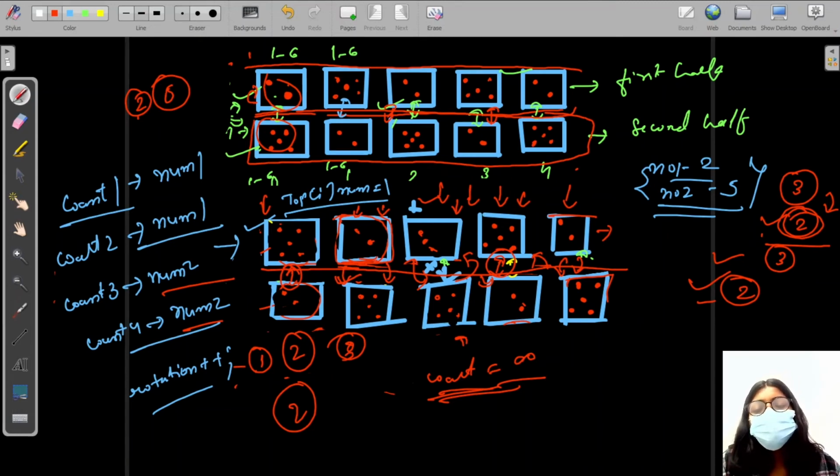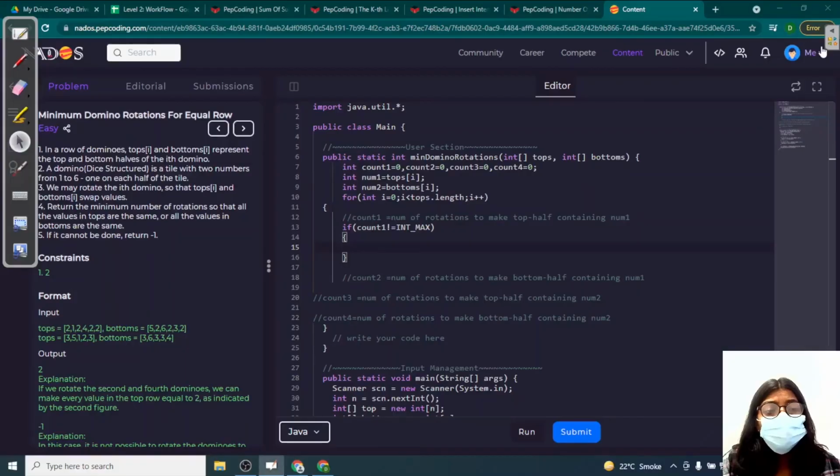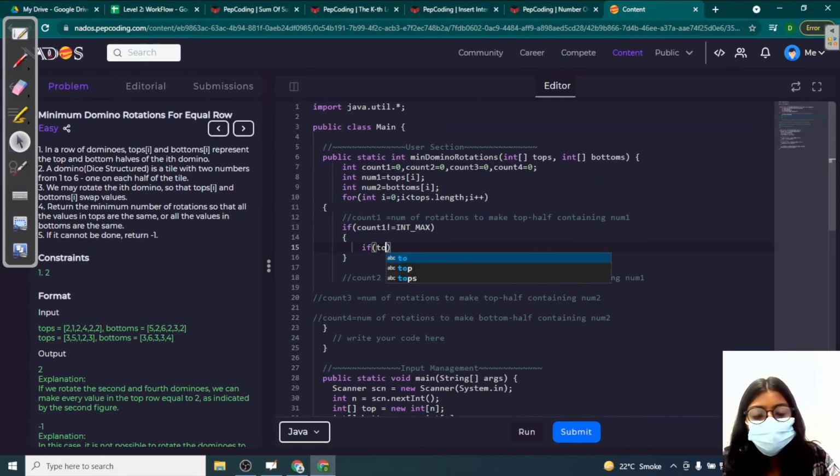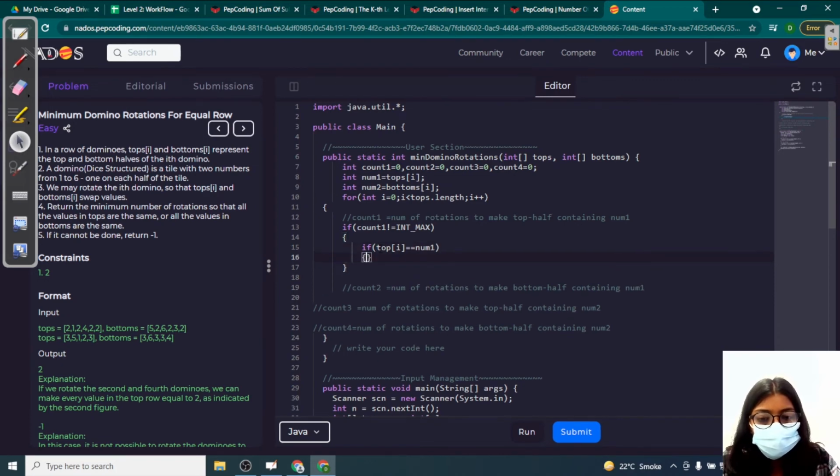Alright, because I can make either this as 2 or this as 5, this as 2 or this as 2, or this as 5 or this as 5. If any one of them is containing 3 or a different value other than 2 and 5, then it's not possible, right? So that's why I'm going to assign my count the value infinity. So infinity represents that it's not possible, right? There is no possibility to make top half and bottom half contain the same value. So I'm going to check here if my top of I is equal to my number 1, then do nothing, right?